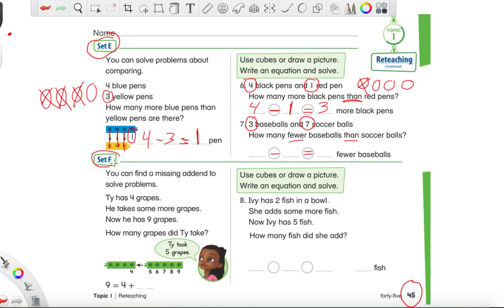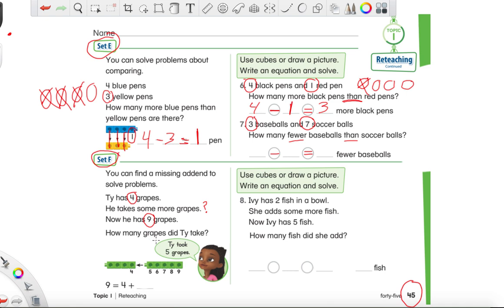Okay, let's do set F. And we're going to do this one together, this little example problem. Ty has 4 grapes. So we circle 4. He takes some more grapes. Okay, we don't know how many he takes. We're a little confused. Put a little question mark there. Now he has 9 grapes. So this is the total.